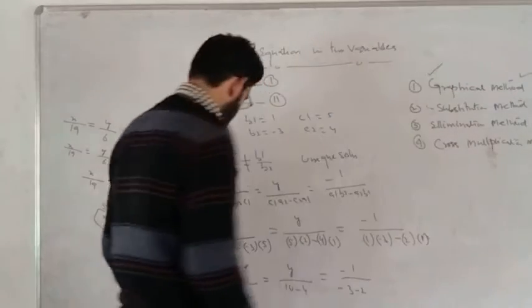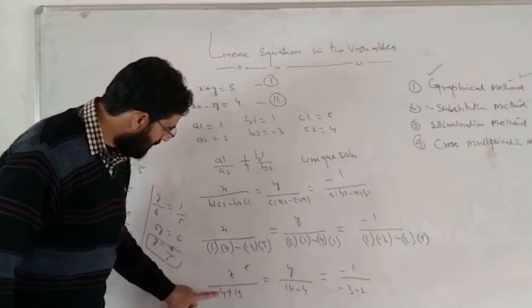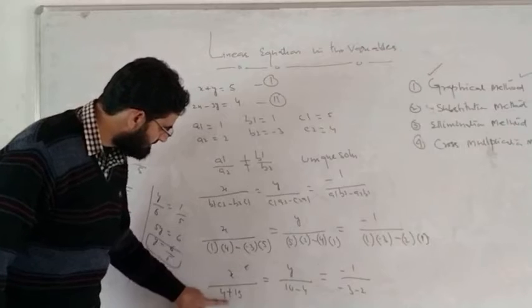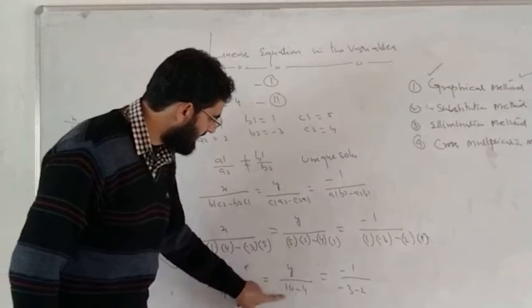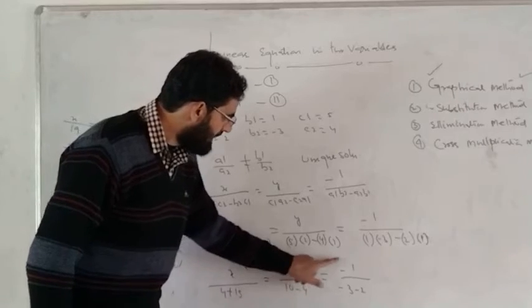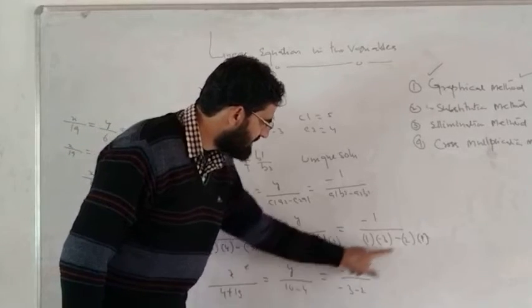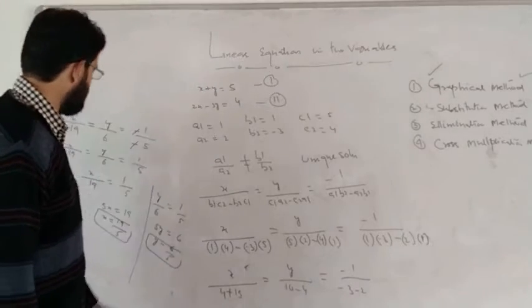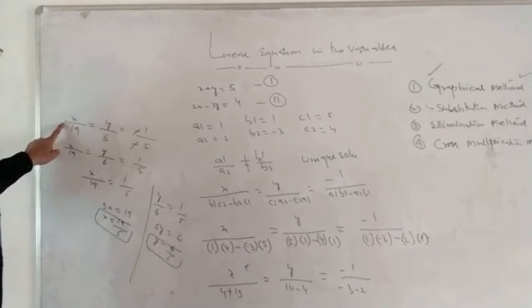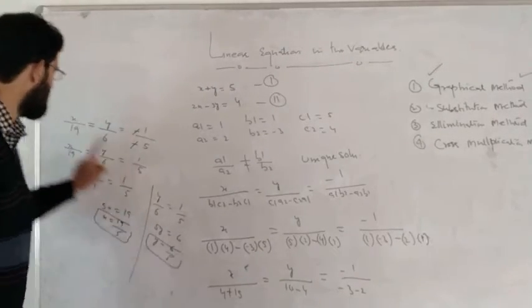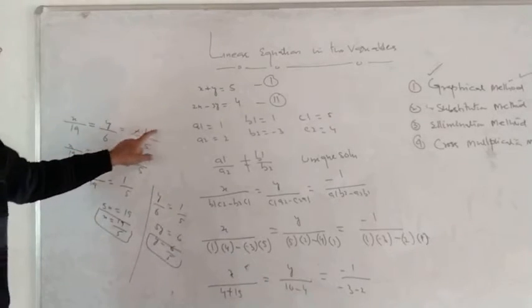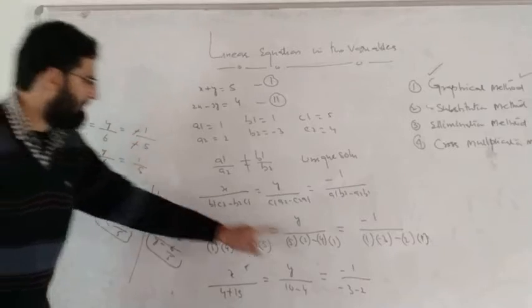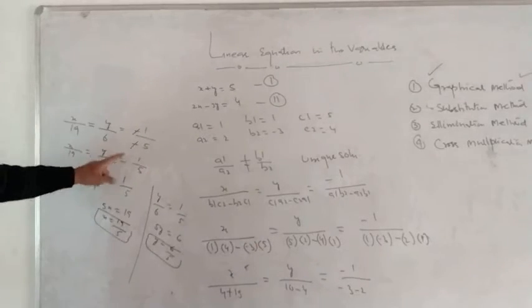So solving this further, this is x divided by 4 ones are 4, minus into minus is plus, 3 5s are 15, is equal to y divided by 5 twos are 10, minus 4 ones are 4, is equal to minus 1 divided by 3 ones are minus 3 and 2 ones are minus 2. That is it. So x divided by 19, 4 plus 15 is 19, is equal to y divided by 10 minus 4 is 6, is equivalent to minus 1 divided by minus 3 minus 2 is minus 5.